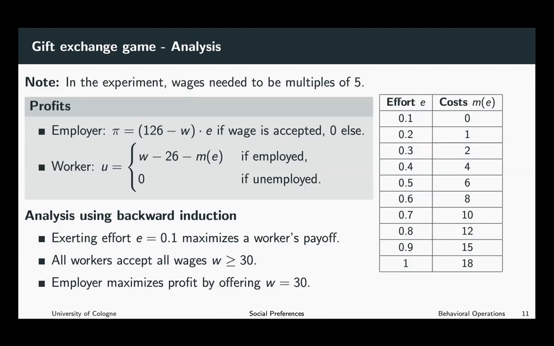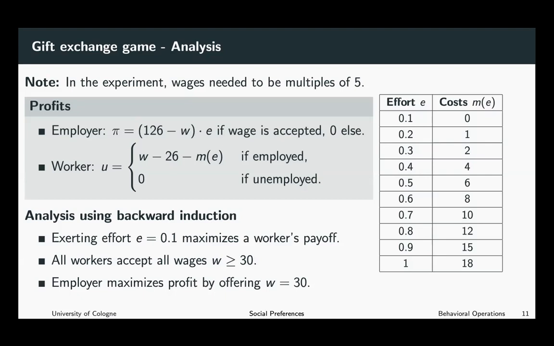The employer anticipates that the worker's effort level is not correlated to the wage that is paid. So in the worker's profit maximization, the wage plays no role. It has no influence on the optimal level of effort. So the employer can maximize the profit by offering the lowest acceptable wage level, which is just a wage of 30. So summing up, our theory based on completely selfish individuals tells us that in this setting, we should always observe the lowest possible effort level and wages equal to 30.